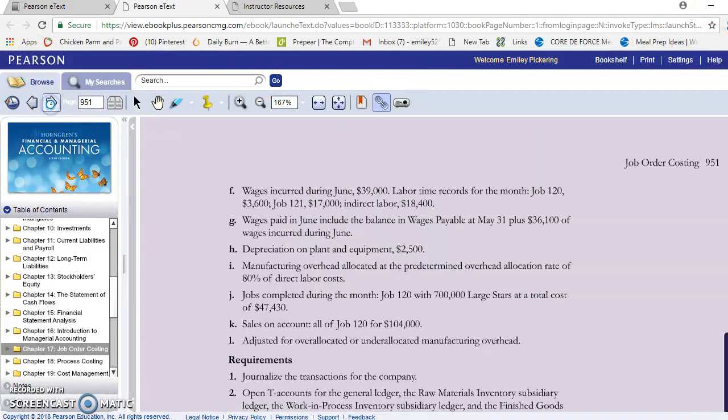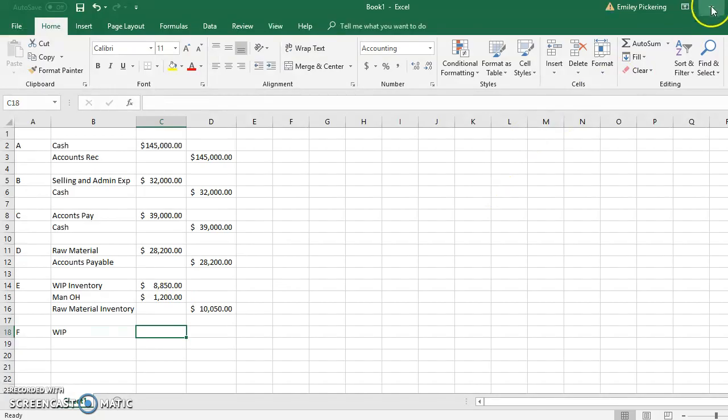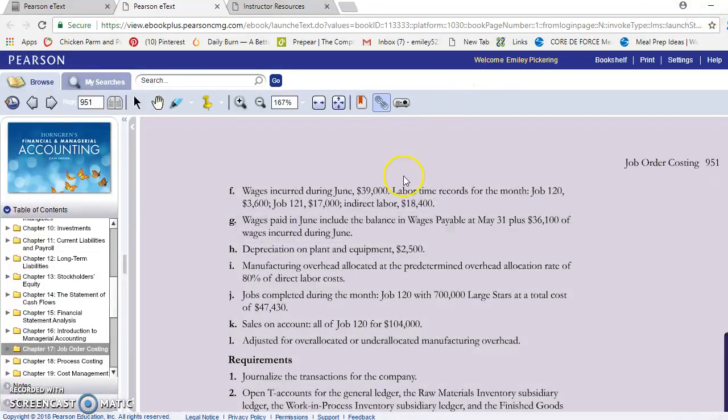next page. Wages incurred during June, and it has different types of wages here. So again, the direct labor is going to go into work in process, and the indirect is going to go into manufacturing overhead. And it looks like we have not paid that yet, so it's going to go into wages payable. So for F, we have our work in process for our labor, and that's going to be our direct labor, which it looks like is the 3,600 and the 17,000.